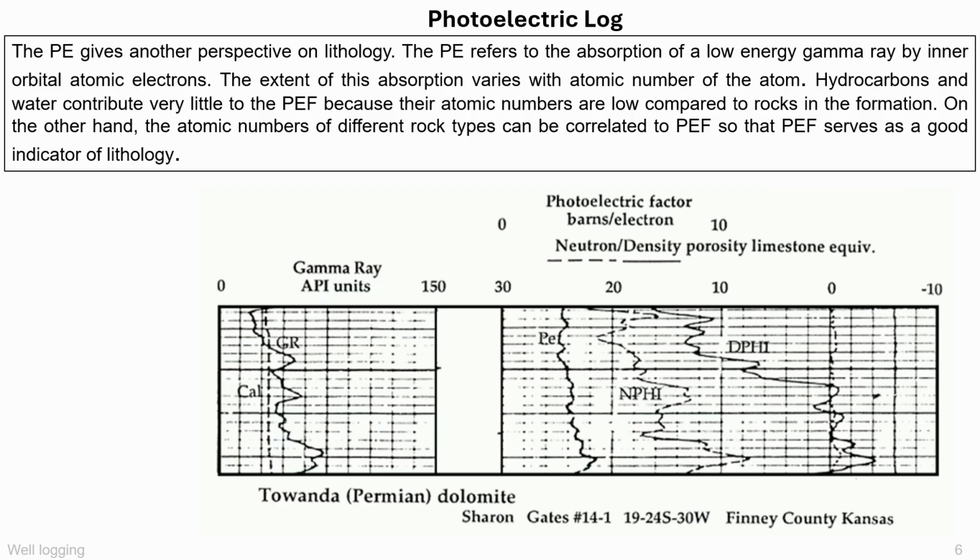Hydrocarbons and water have low atomic numbers and contribute very little to PE response, so the measurement is dominated mainly by the rock matrix rather than the fluid. That makes PE a good lithology discriminator, especially when combined with density and neutron logs.